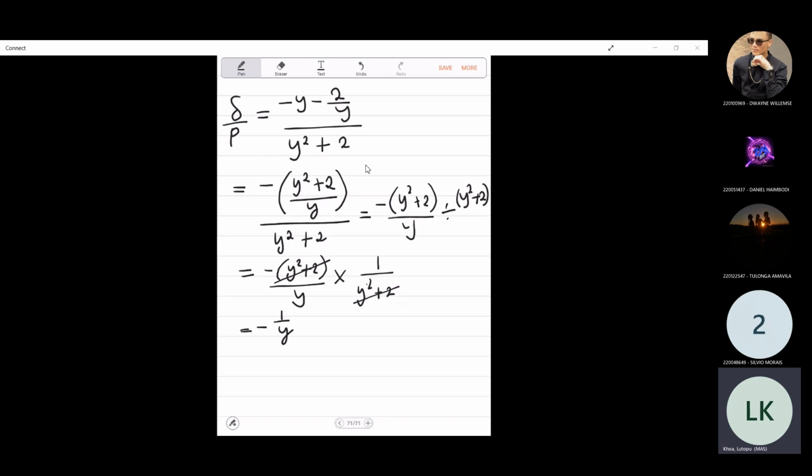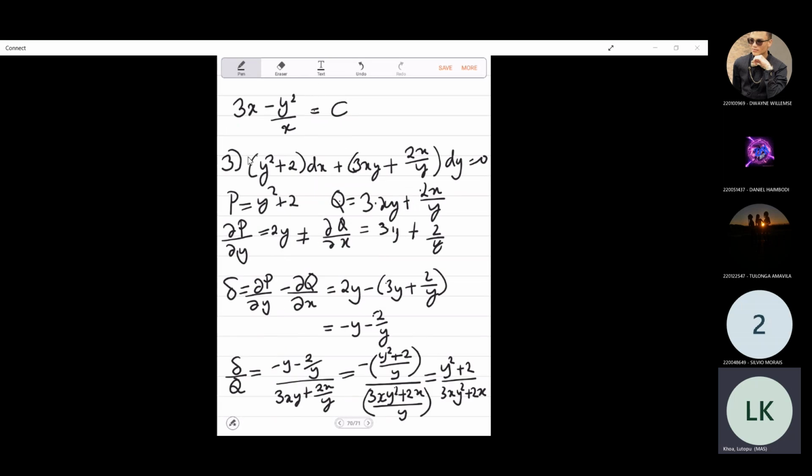Okay, now I work out my integration factor. R is equal to e to the power of, and because this time I divided by p, this is negative the integral of delta over p, which is minus 1 over y dy. So this is just e to the power of the integral of 1 over y dy, which is e to the power of ln of y, which is y. Okay, so now I have my integration factor.